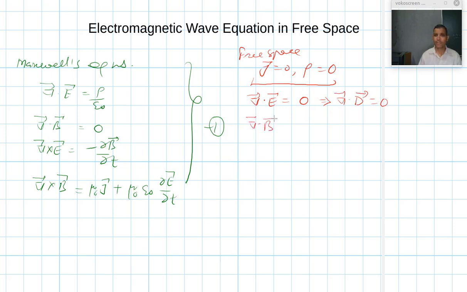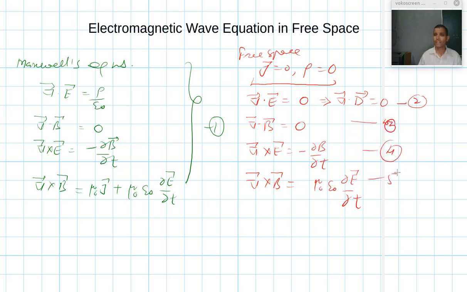And del dot B is equal to 0, and del cross E is equal to minus curly B by curly T, and del cross B can be written as mu naught epsilon naught curly E by curly T. So this is equation number 2, let us call this equation number 3, this equation number 4, and this equation number 5, right?